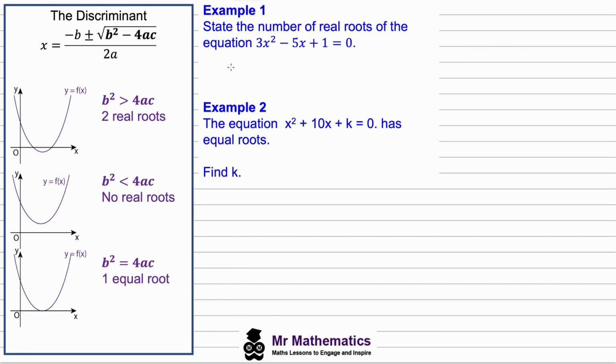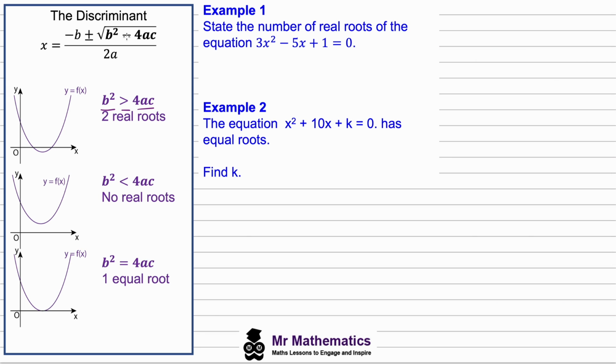Hi everybody. So in this video, we're going to look at the discriminant of a quadratic equation. And the discriminant comes from the b squared minus 4ac part of a quadratic equation. And this will determine the number of roots that a quadratic equation has, or the number of times that it passes through the x-axis.